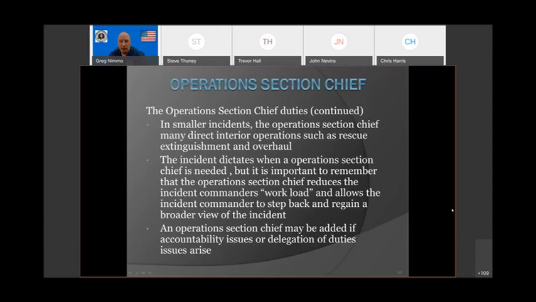Of course, this operations section chief may be added if accountability issues or delegation of duties should arise.